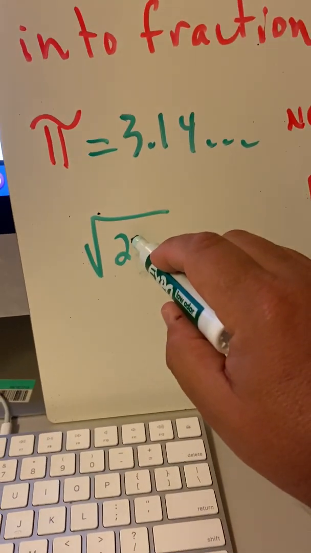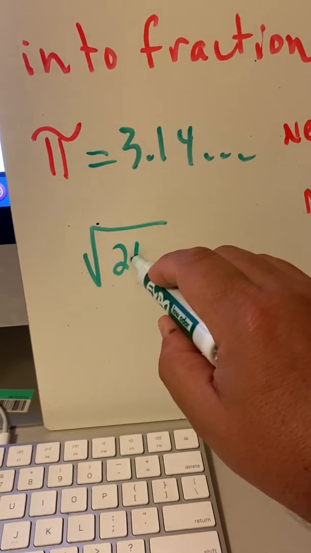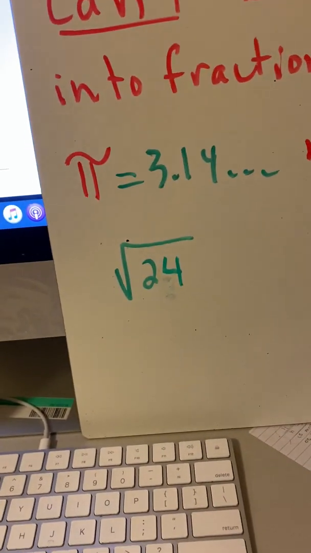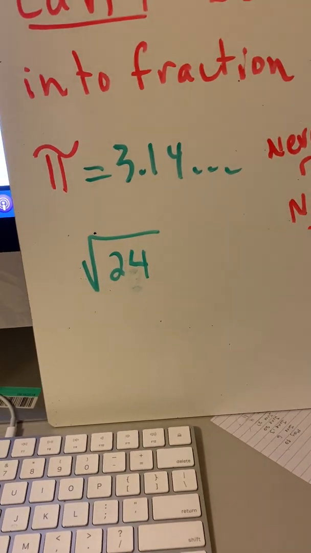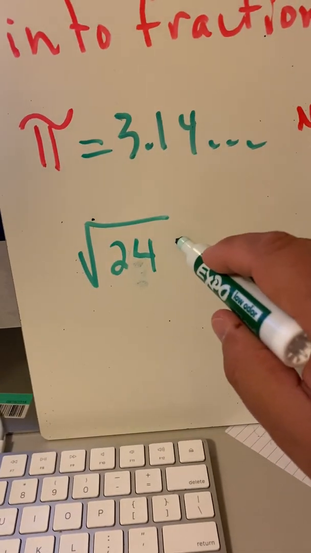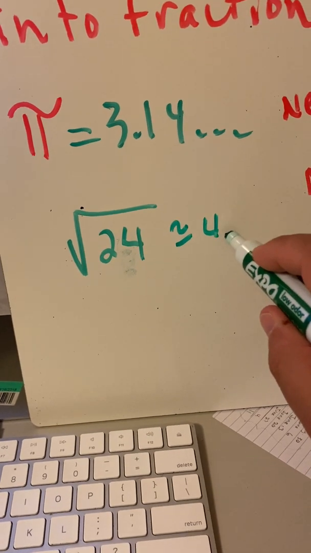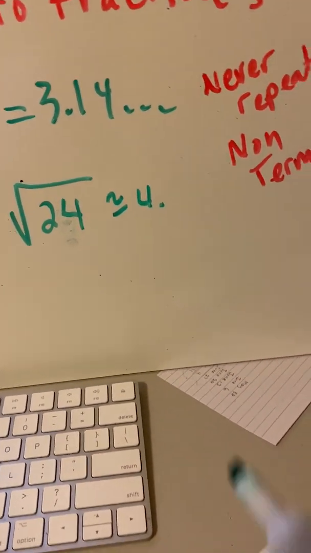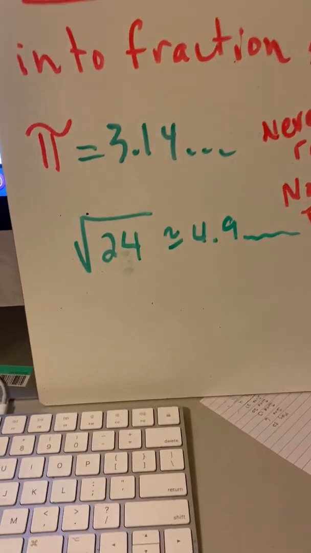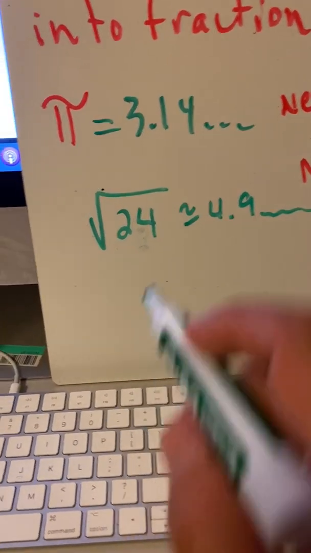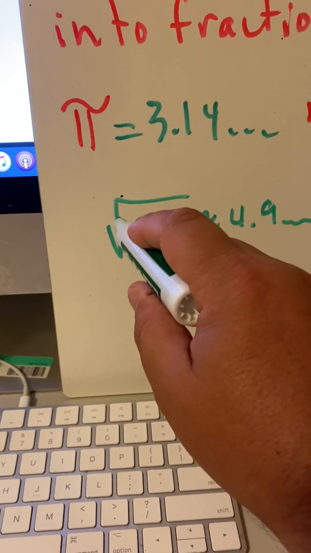But if I change this ever so slightly and make it 24, 24 is not a perfect square. It's a pretty ugly square root. It's somewhere between 4 and 5, 4 point something. It's probably something like 4.9, yada yada yada. It's not a perfect square. So anything that's a radical or a square root of a non-perfect square is an irrational number.